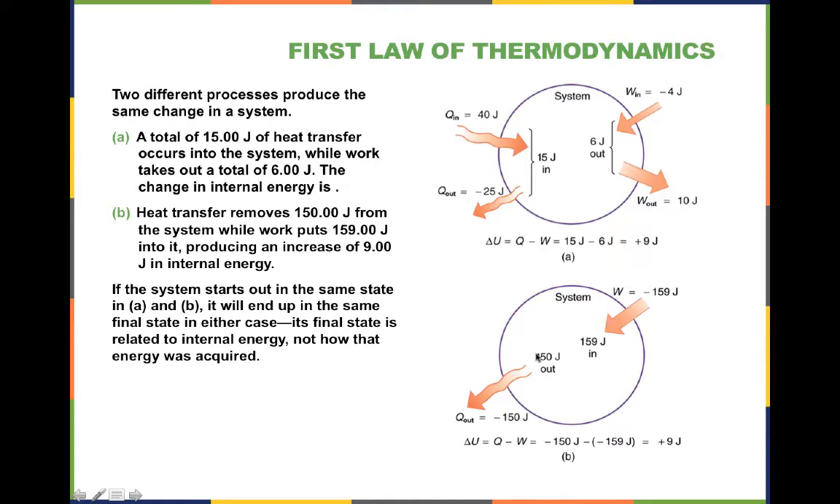System B here, what you have is the removal of 150 joules of heat from the system, but at the same time 159 joules of work are performed on the system. So you do the math here, and it's minus 150 minus a minus 159, and you end up with a positive 9. So both of these are remarkably different in how we get there. However, you end up with the same change in the internal energy.